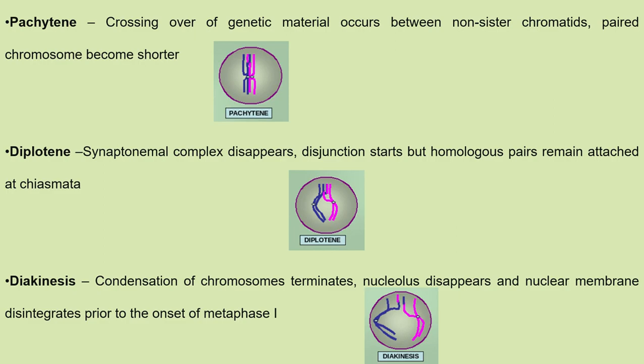In diplotene, we see synaptonemal complex disappears and disjunction starts, but homologous pairs remain attached at the chiasmata. Finally, prophase 1 ends or terminates with diakinesis. The condensation of chromosome terminates here, the nucleolus disappears, and the nuclear membrane disintegrates prior to the onset of metaphase 1.